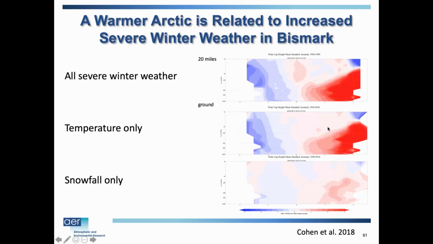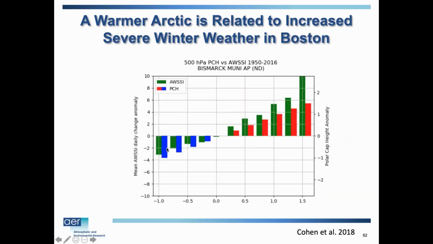But it's certainly the cold temperatures, and the index as a whole is a very strong relationship. Here's maybe this shows it better. So here's a graph. This green is the severe winter weather index, and the blue and the reds represent Arctic temperatures. And you have a really nice linear relationship.